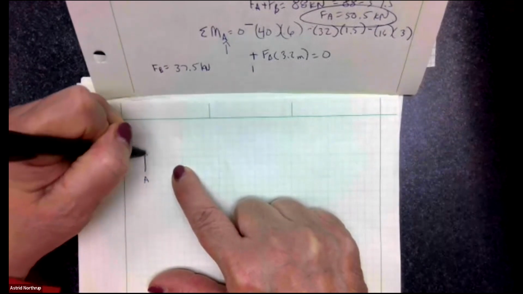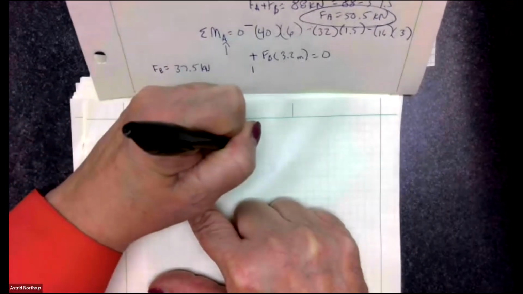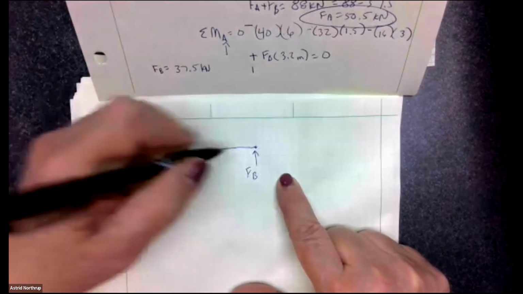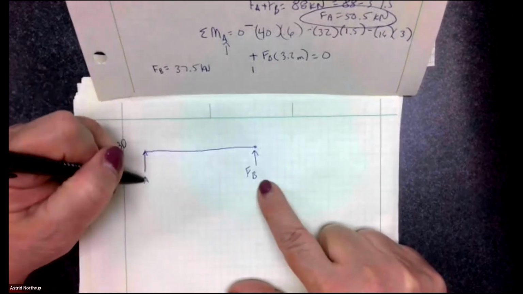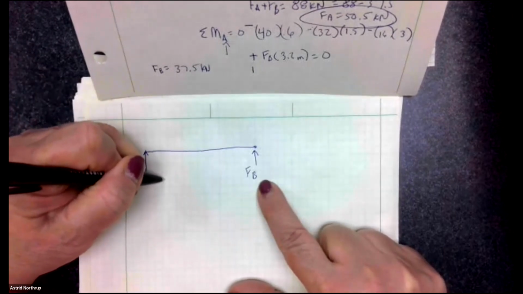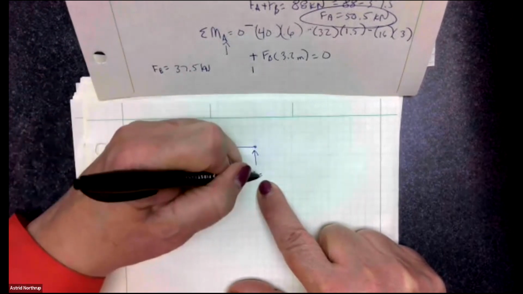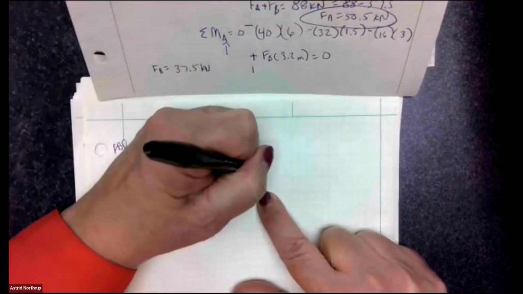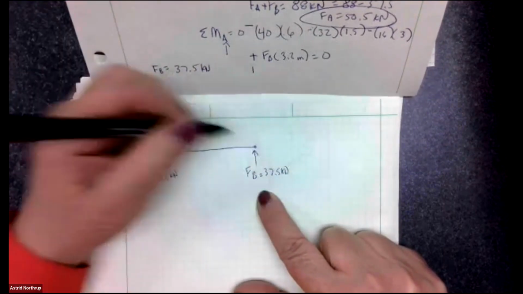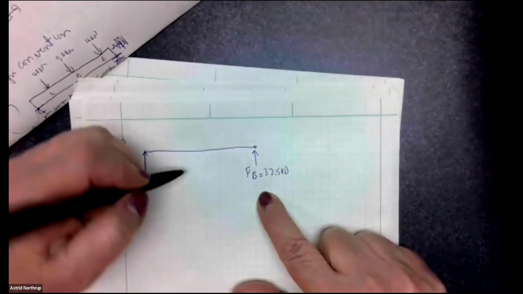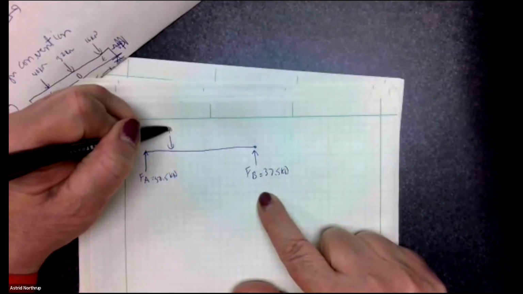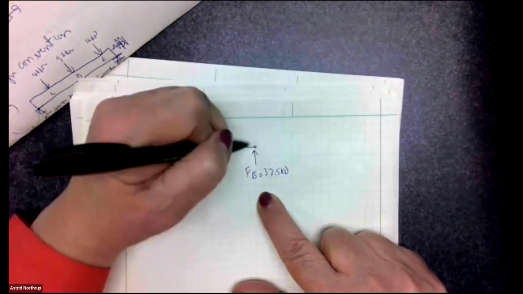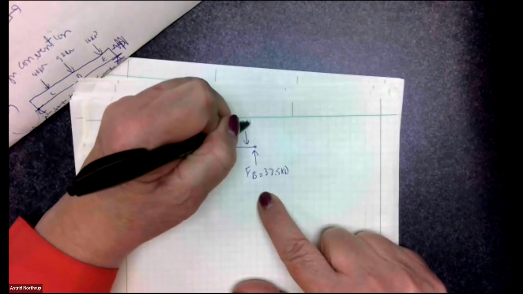Here we have point A. Here we have point B. Those are both represented by forces acting vertically upward. F at A is 50.5 kilonewtons. F at B is 37.5 kilonewtons. And then we have our three forces, 40 kilonewtons, 32 kilonewtons, and 16 kilonewtons. And we also have some distances there.